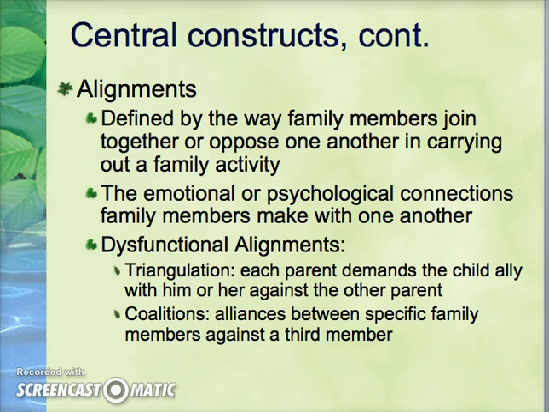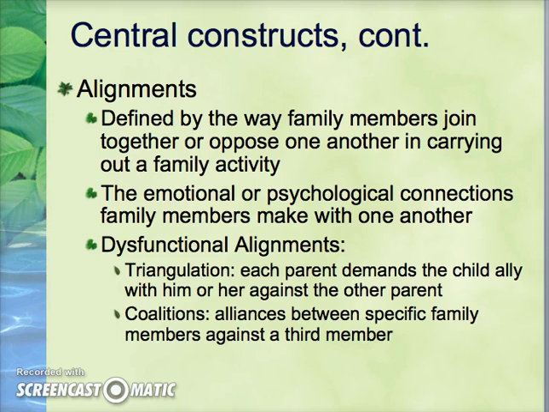Central constructs continued would include alignments. So we've discussed boundaries, we've discussed subsystems, and alignments. Alignments are the ways that different family members join together or oppose one another in carrying out a family activity. The emotional and psychological connections that families make with one another, those are also alignments, okay? Dysfunctional alignments are like triangulation, where each parent demands that a child form a relationship with that parent against the other parent. Like we are allies and that parent's out. That's triangulation. Or coalitions or alliances between specific family members against a third member. So it could be multiple family members together and a family member out.